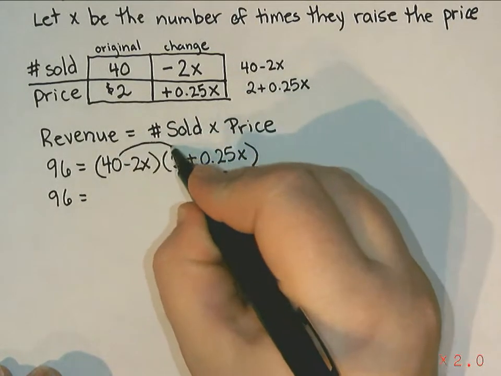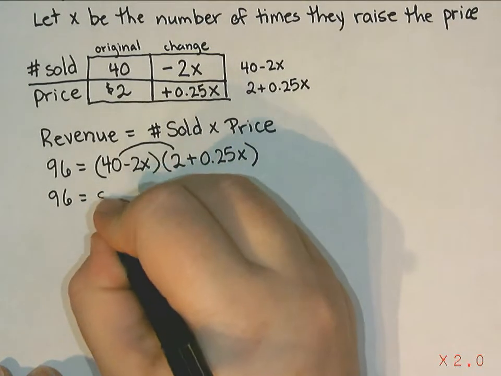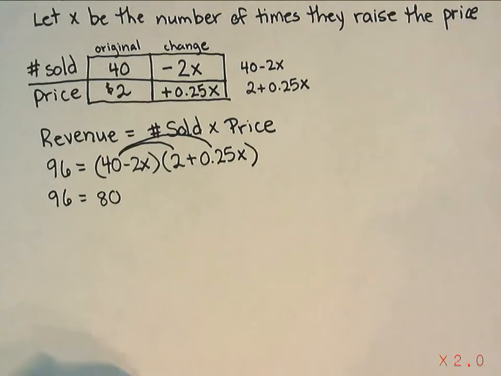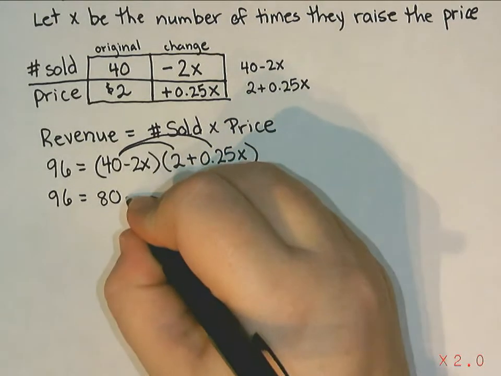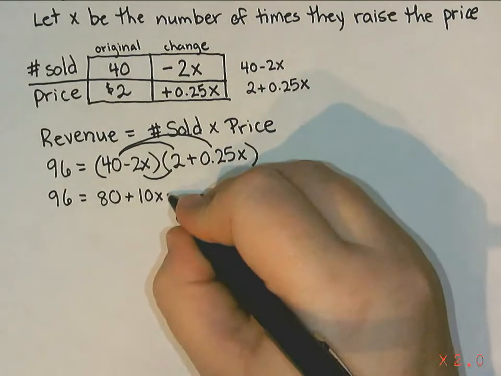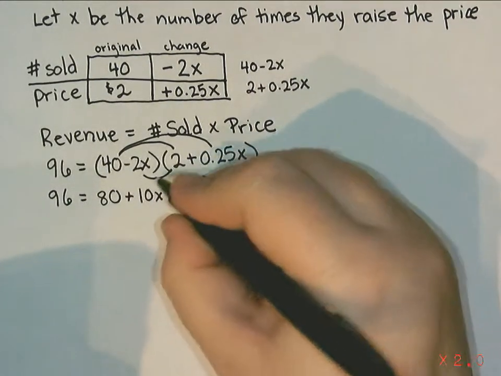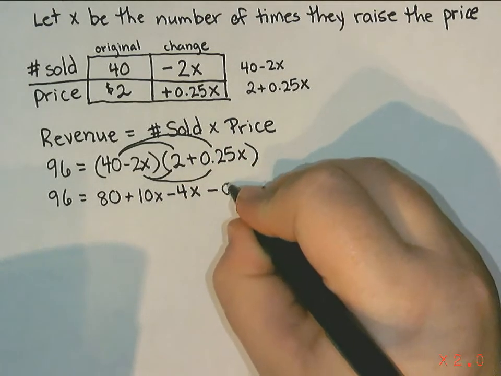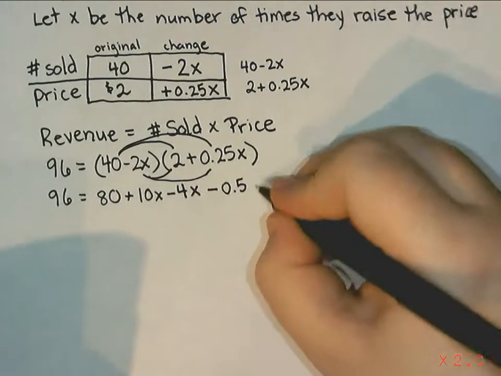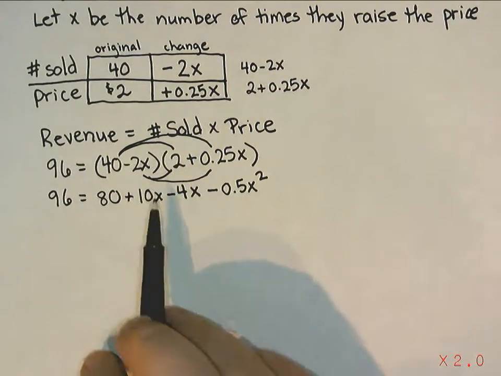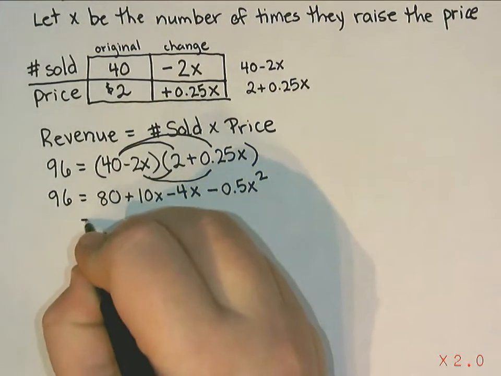So 40 times 2 is 80. 40 times 0.25 is 10x. Negative 2 times 2 is negative 4x. And then negative 2 times 0.25x is negative 0.50 or negative 0.5 x squared. If I collect up my like terms, 10 and negative 4, that's going to make 6.